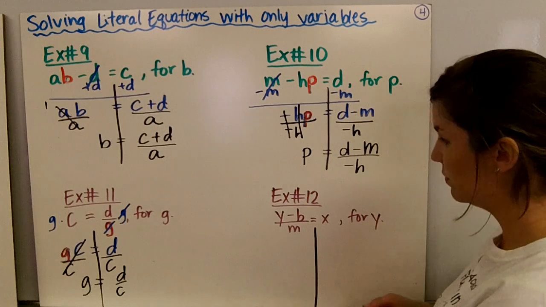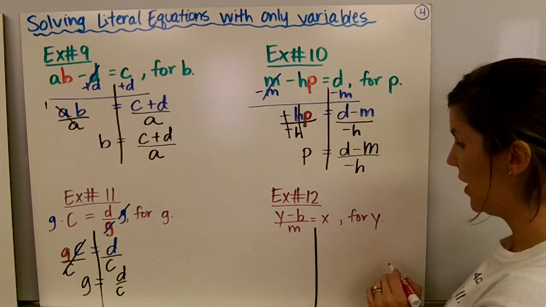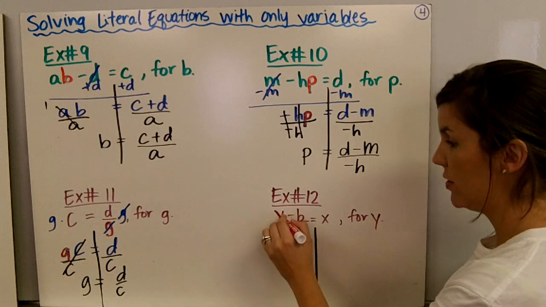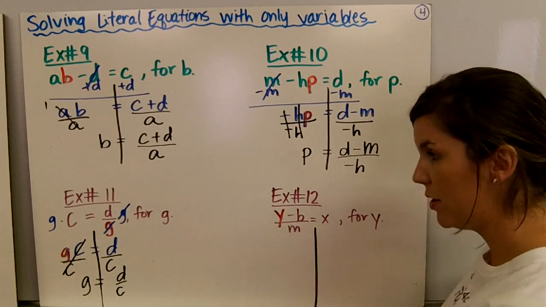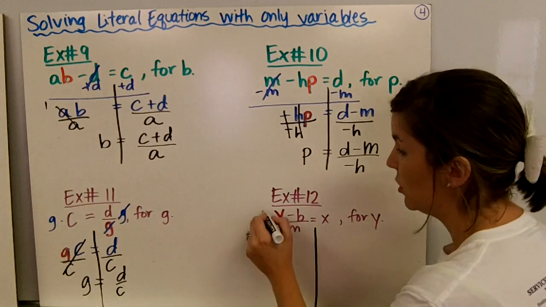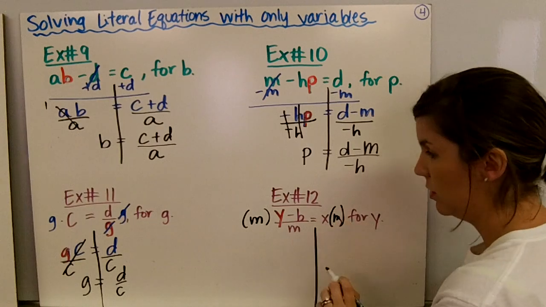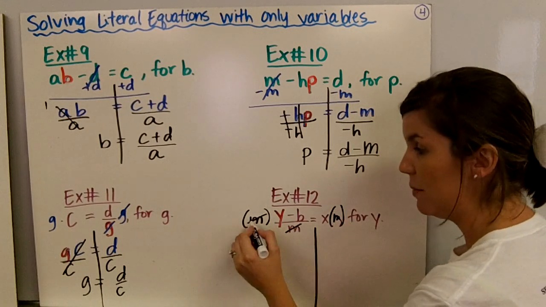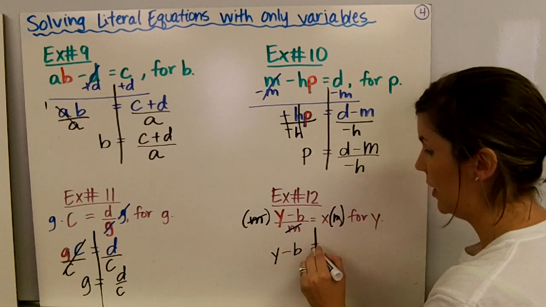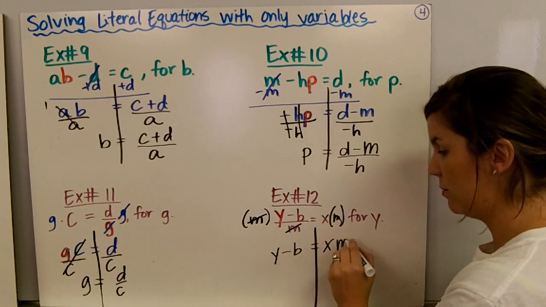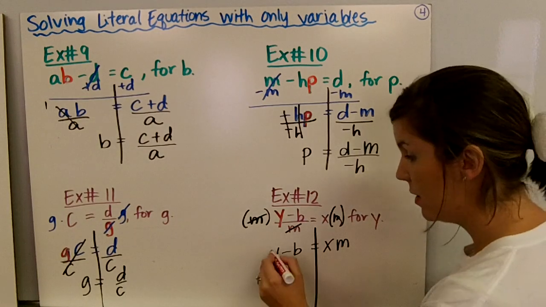Example number 12. Y minus B all over M is equal to X. And I want to solve for Y. So here's Y. I need to get rid of the denominator. Let's get rid of our fractions. So I'm going to multiply both sides by M. M divided by M is 1. I have Y minus B equals X times M. That's XM.